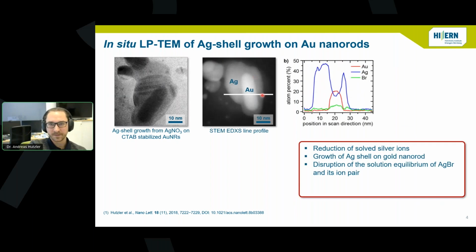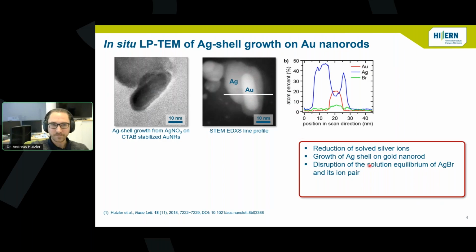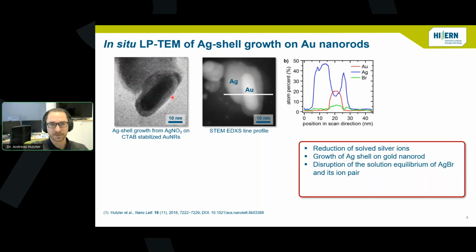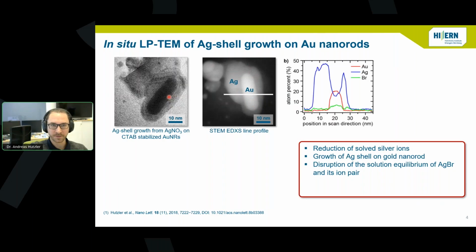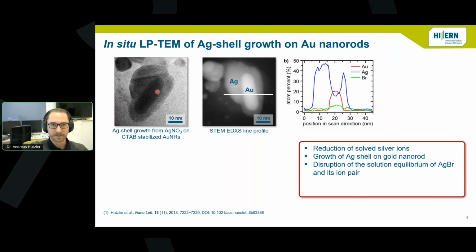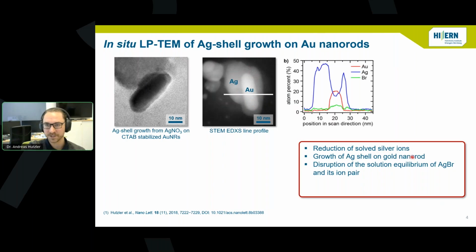We can then see that we really have a silver shell grown around these nanorods, and can already postulate a mechanism from this video. We have a small amount of silver ions in the solution, which we take out due to electron irradiation. So we reduce them. They will deposit around or on top of the pre-existing gold crystal by means of underpotential deposition.